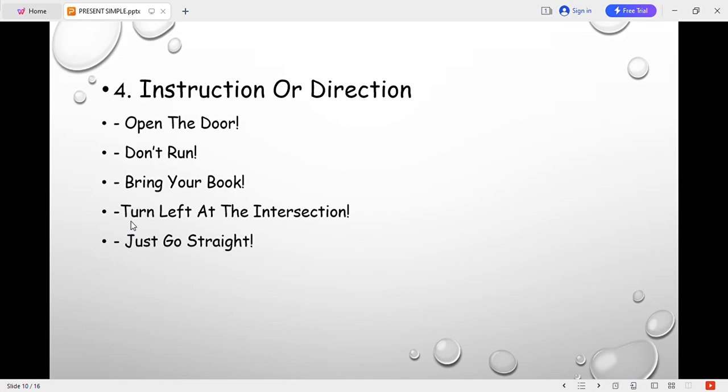And the next is turn left at the intersection. It gives direction. Turn left at the intersection. We also use the base form, so it's present simple tense. Next, the last is just go straight. Just go straight. It's an example of direction.